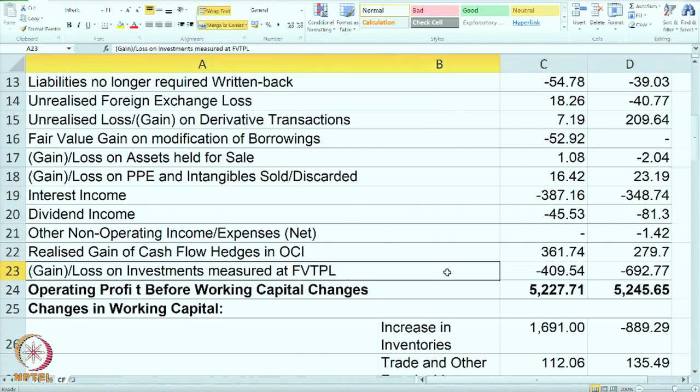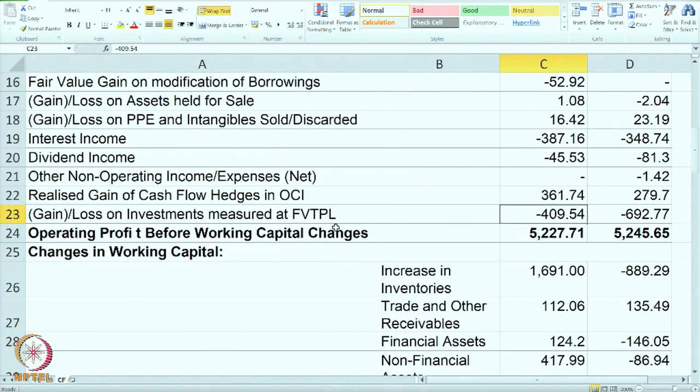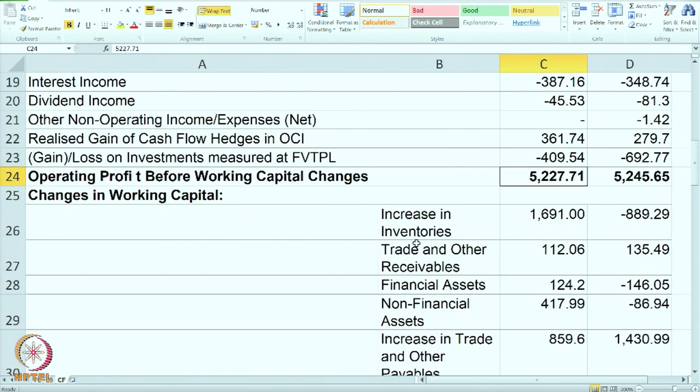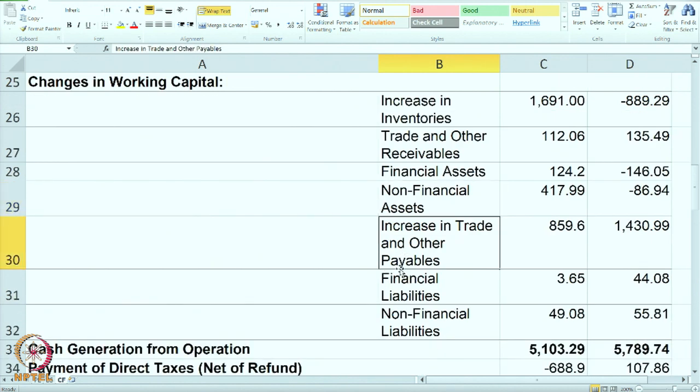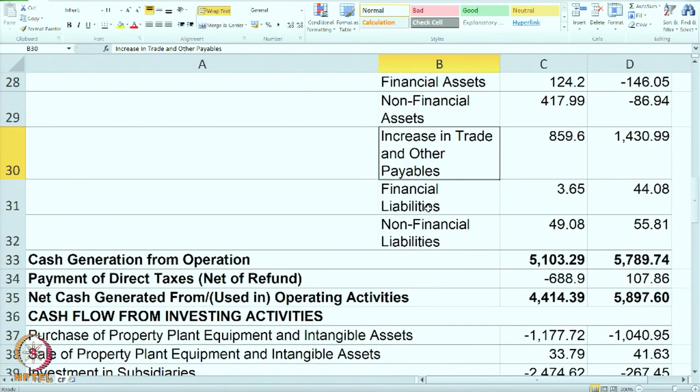Then loss on investment held at FVTPL, that's also in a way a non-cash item, but has an impact on P&L. So, we are considering it under O. Now, after all this, we get operating profit before working capital changes. Then we will consider all the working capital changes like increase in inventory, trade and other receivable, financial assets, non-financial assets, increase in trade and other payables, financial liabilities, non-financial liabilities. So, we at this stage get cash generation from operations.